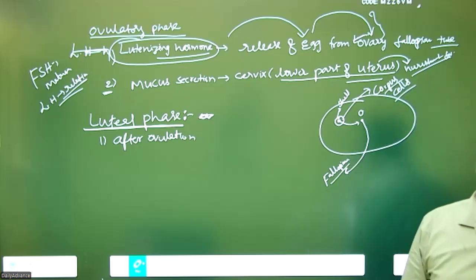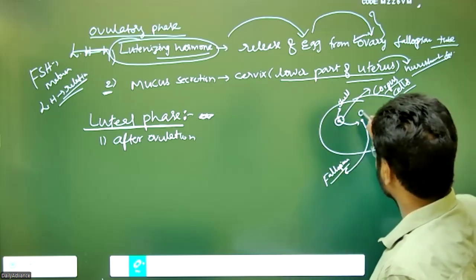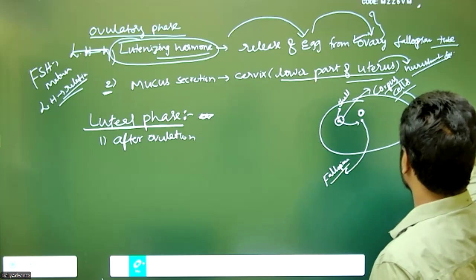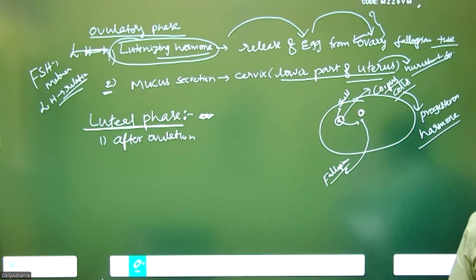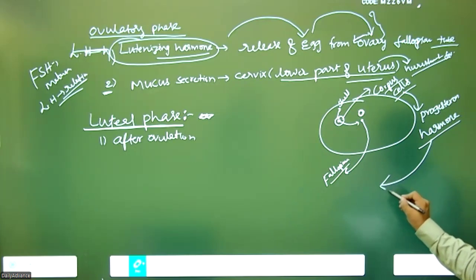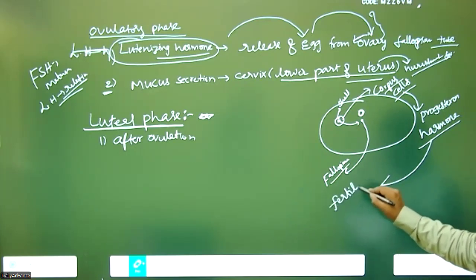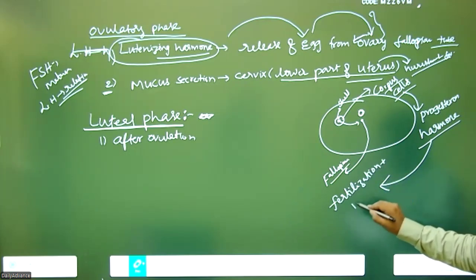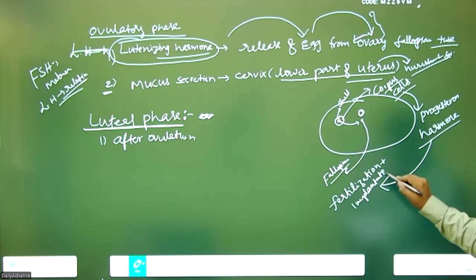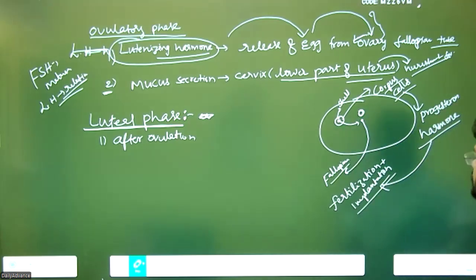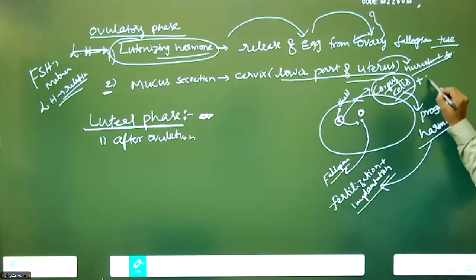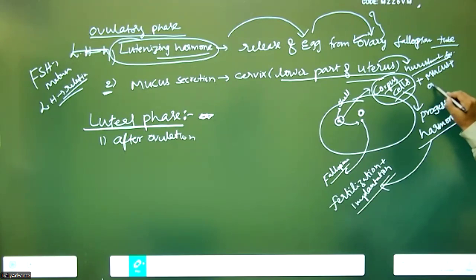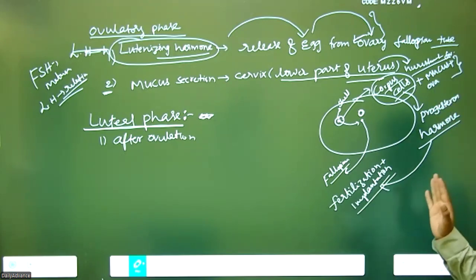These corpus cells secrete the progesterone hormone. This progesterone hormone has the important function of supporting fertilization and implantation. If there is no fertilization, the corpus luteum cells, mucus, plus ova are together shed out. Understand? Together shed out every 28 days.